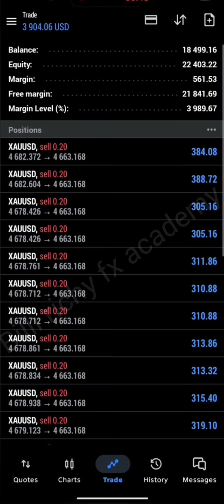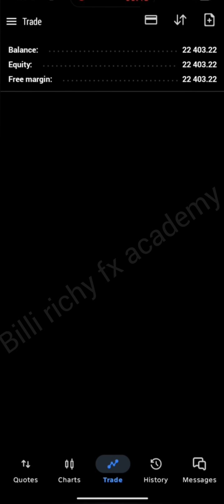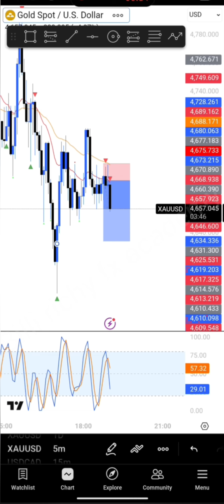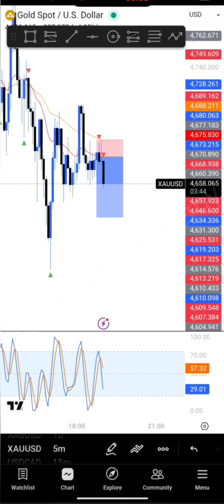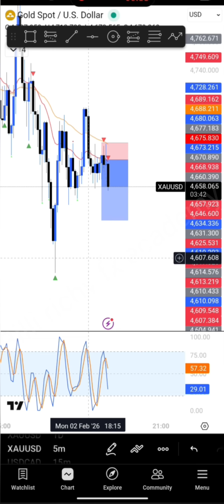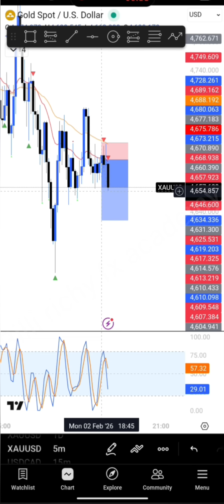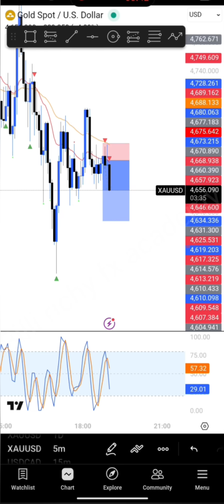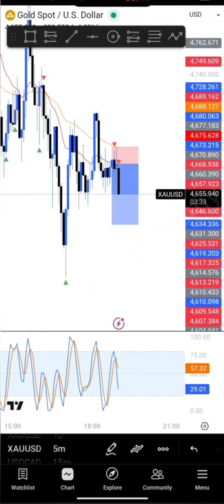Let me close it. So I've closed the trade: 22,403.32. This is the power of my indicator. 200 to 22k. It is still dropping. We are supposed to be up over 25k right now. Look at the trade. The moment our entry is the last moment of the market. The market just started dropping like crazy. We can see it on our chart.